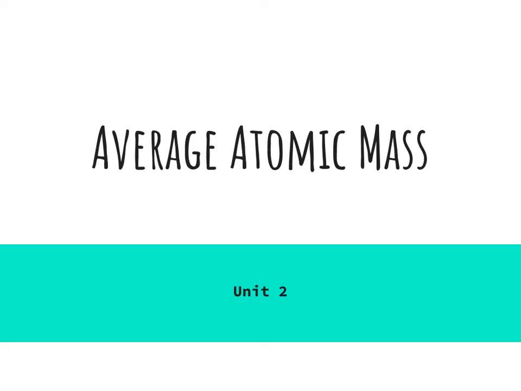Welcome back to Notes in Unit 2. We've talked about the structure of an atom and what isotopes are. Now we're going to determine how to find the average atomic mass of multiple different isotopes.